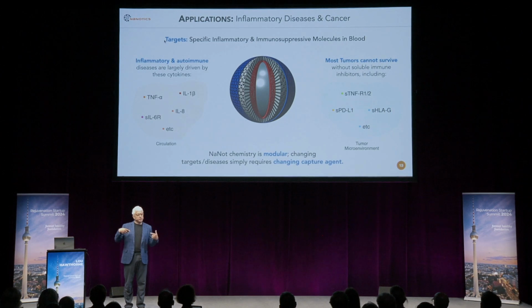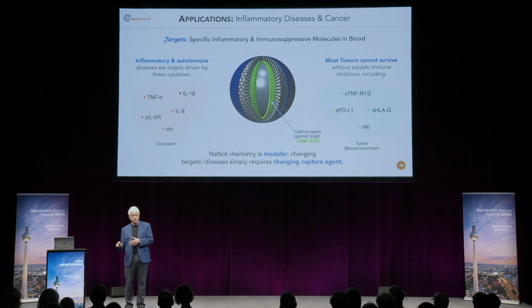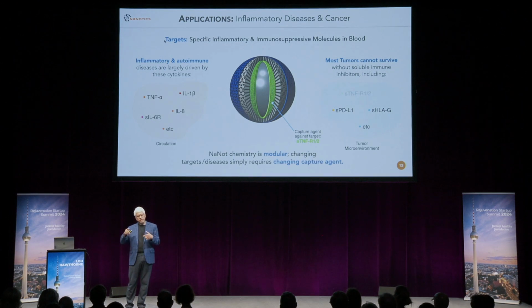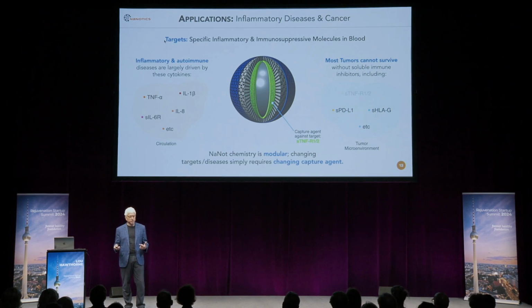The nanot chemistry is modular, so to change targets and diseases, all we have to do is swap out the capture agent. So for instance, to target soluble TNF receptors, which are an ubiquitous tumor defense mechanism, we put in an agent against soluble TNF-R1 and 2. It's a binary target. That depletes the target from circulation, which induces movement out of the microenvironment. They're fluidically connected. We create a diffusion sink.